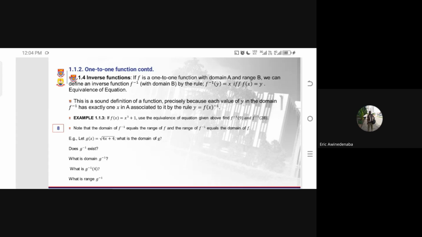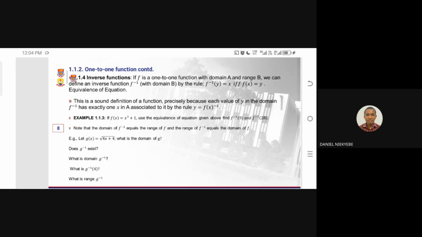So how do we find the domain of a function? Any idea? Anyone to tell me how to find the domain of a function? What does it mean when we say the domain of a function? Anyone to try? It is a set of all values that makes the function defined. Okay, that's very good. Okay, continue.